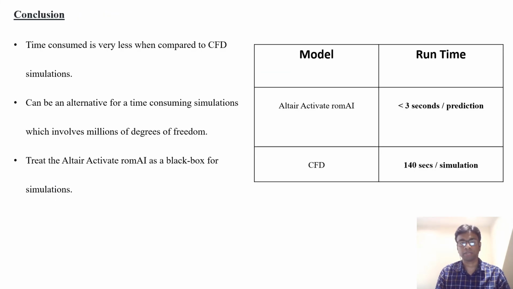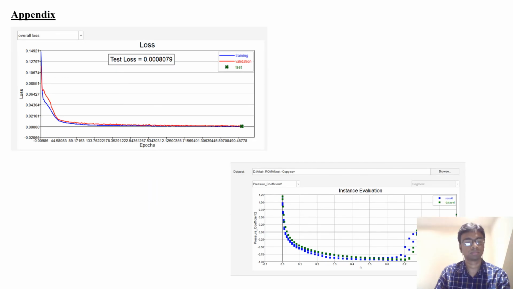I'd like to conclude by emphasizing on the runtime. The Roam AI takes about less than 3 seconds to make a prediction here. And when you compare against CFD simulation, it takes about 140 seconds. This is a 2D case. Say, for example, if it's a 3D case, you might have to solve, if not billions, millions of degrees of freedom. It will take more time. And it is also possible to use the Altair Roam AI as a black box for these kind of simulation or use it as a surrogate model. These are some graphs in the appendix.